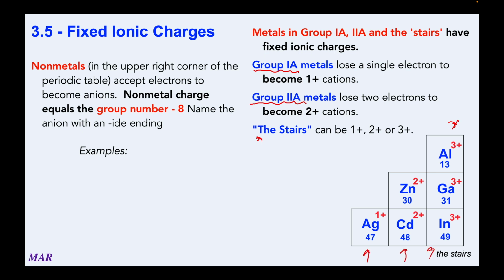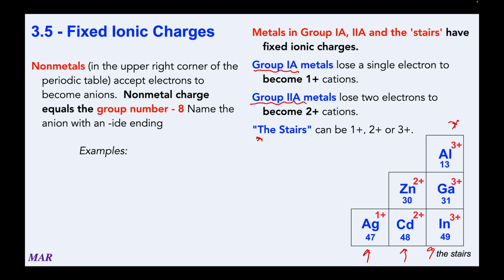So what this means, the step number represents the charge. So silver is always +1, cadmium and zinc always +2, and indium, gallium, and aluminum always +3. So that's why they're the stairs. +1 in the first step, +2 in the second step, +3 on the third step.